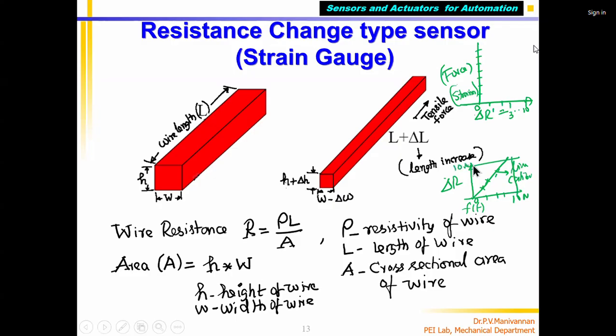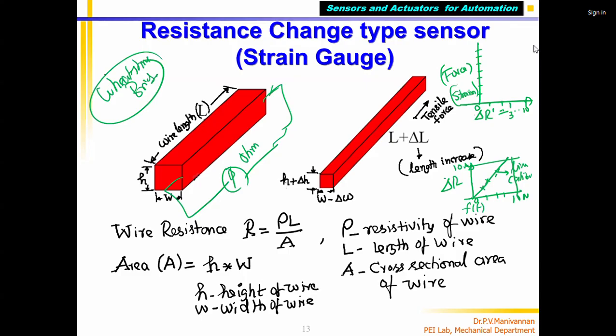Okay, how will you measure this change in resistance? You can use an ohm meter. I can connect an ohm meter, and using which I can measure the change in resistance. Otherwise, what I can do is I can use what you call a Wheatstone bridge. I can use a Wheatstone bridge to measure the change in resistance of the strain gauge.